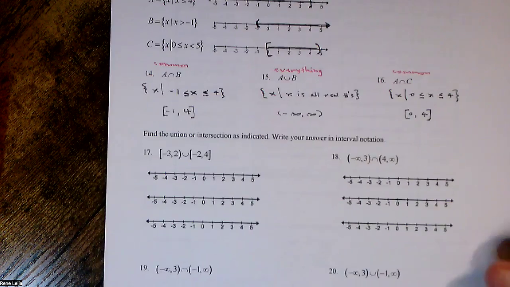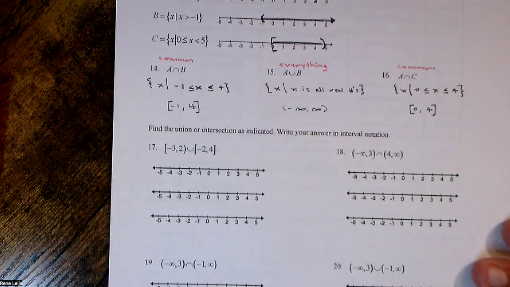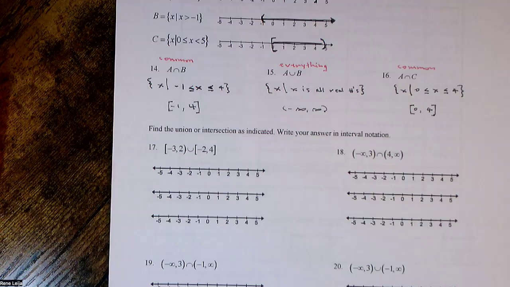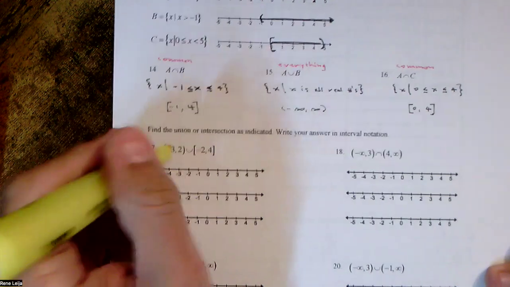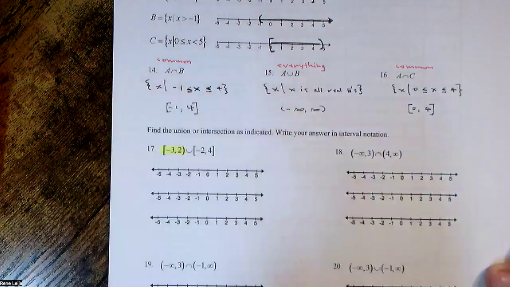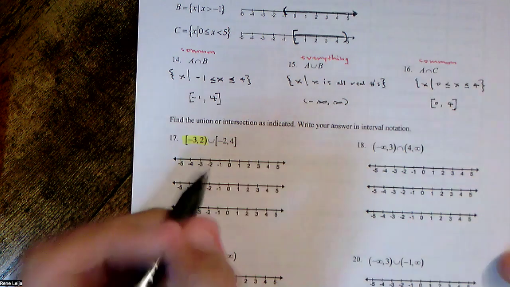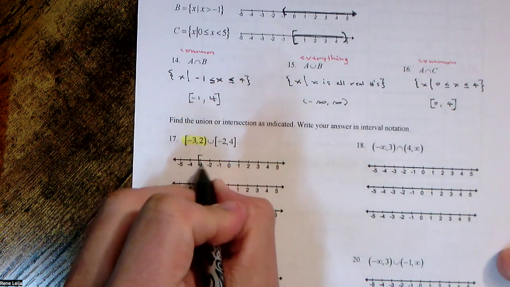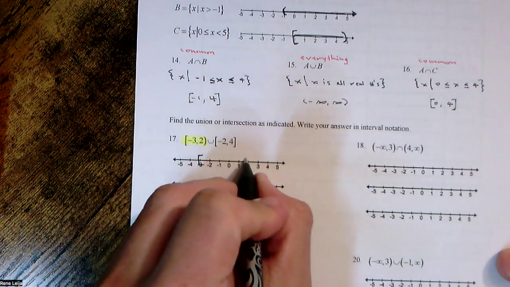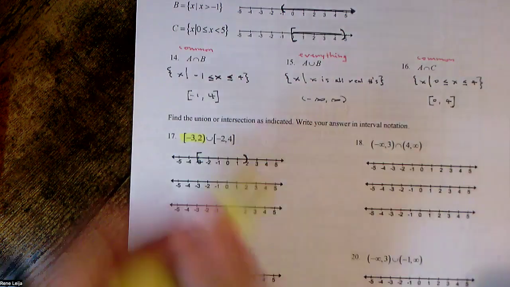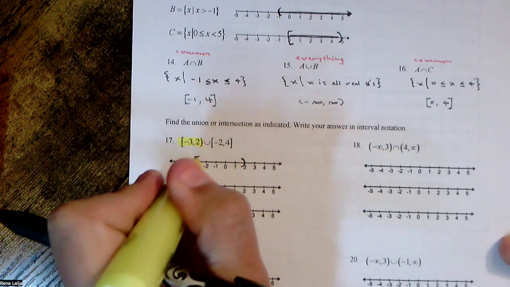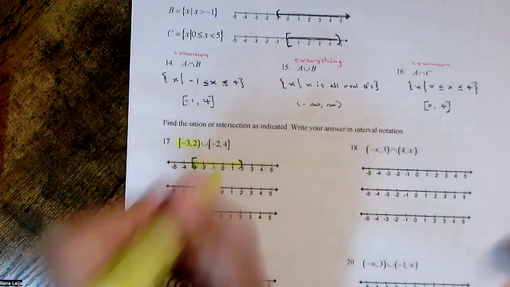All right, now, number 17 says find the union or intersection as indicated. Write your answer in interval notation. All right, so I'm going to color code these. All right, so for 17, we're going to go from negative 3 to 2. So at negative 3, we have a bracket, and we're going to go all the way to 2 with a parenthesis. So it's all of this.